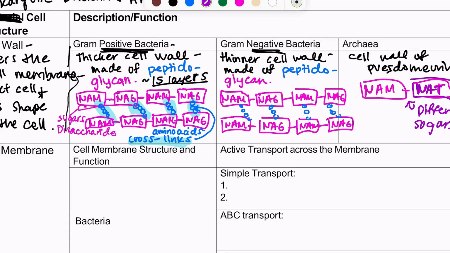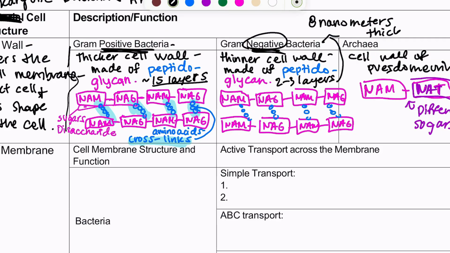Okay. Oh yes, and then I also forgot to mention that gram-negative bacteria have only 2 to 3 layers of the peptidoglycan. And if we measure those layers, it's going to be around 8 nanometers in thickness. And then the 15 layers is going to be around 20 to 35 nanometers, if you actually measure it. Okay.